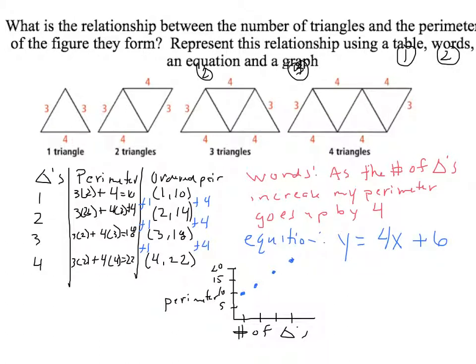So if I look at your table compared to mine, your table should have had the ordered pairs of 1, 10, 2, 14, 3, 18, and 4, 22. In words, I wrote, as the number of triangles increase, my perimeter goes up by 4. So my equation would be this. Now again, how do I get that number? Well, this is what the y goes up by.